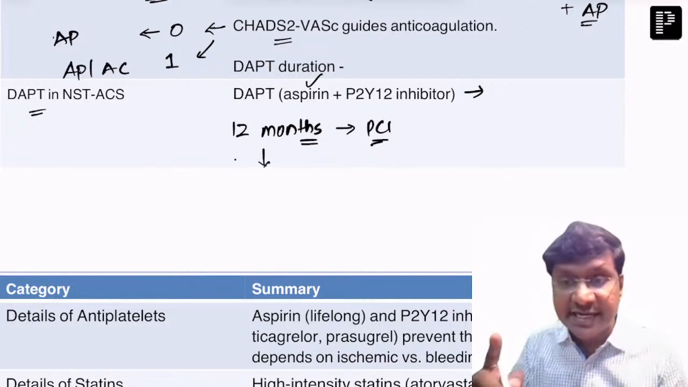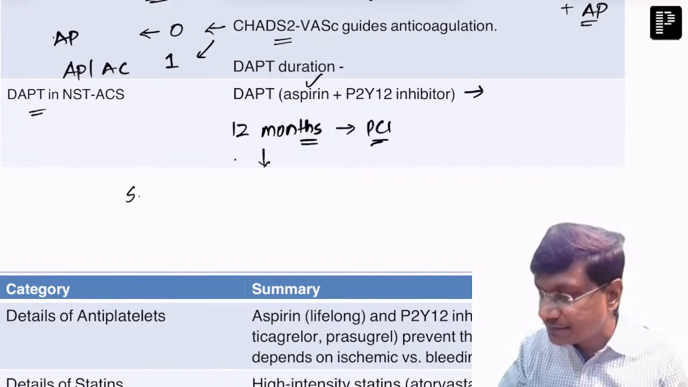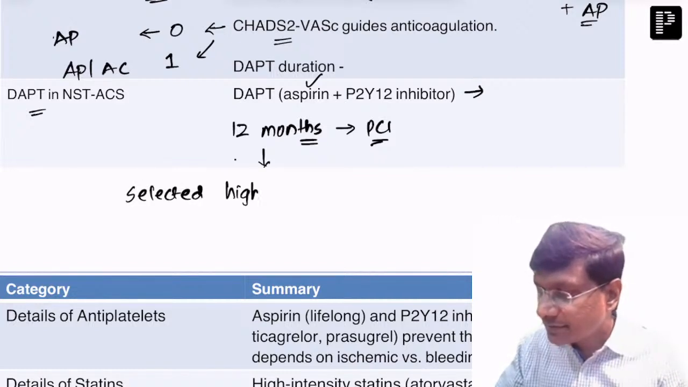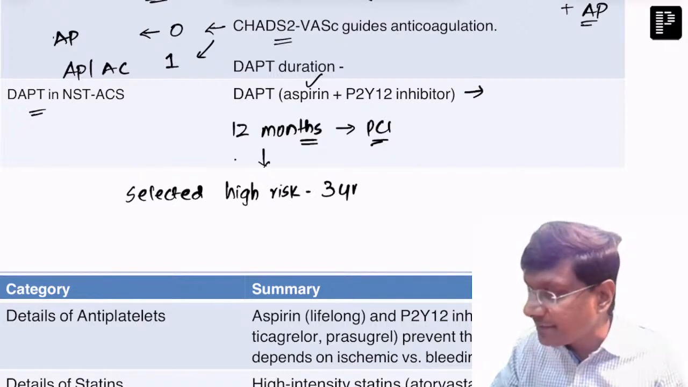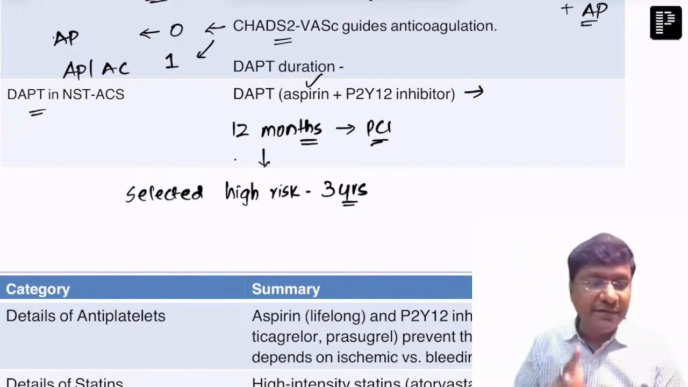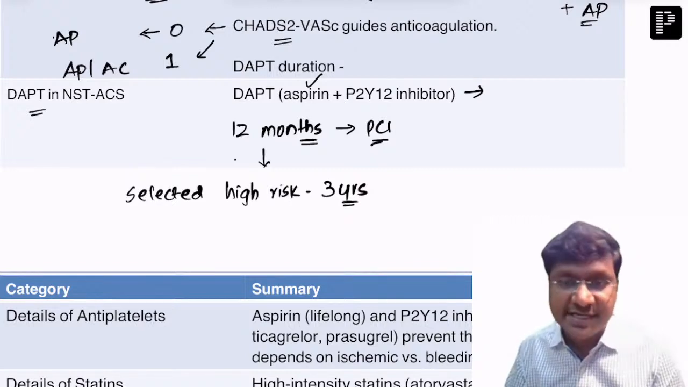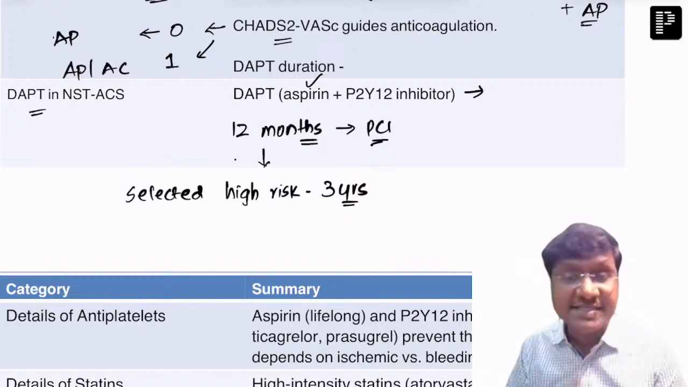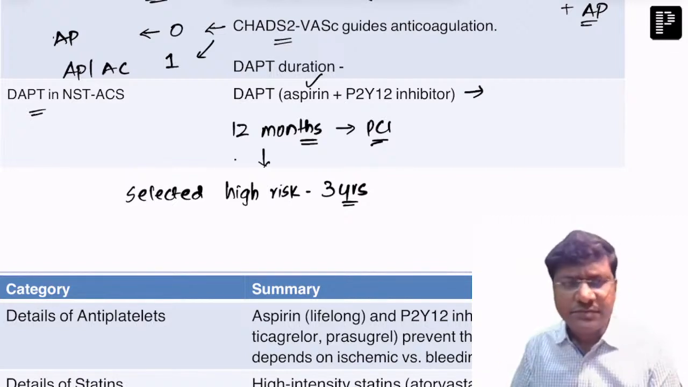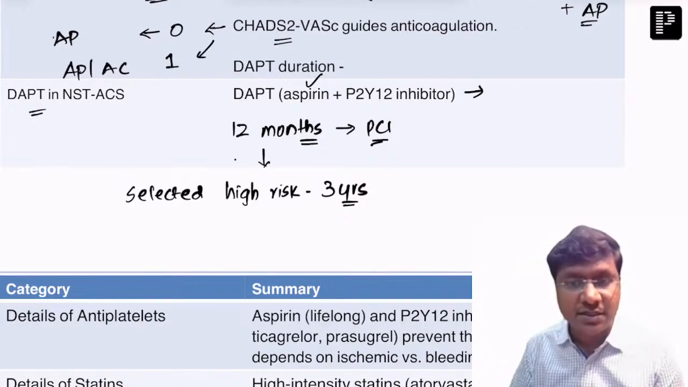Whereas in selected high-risk patients, this triple therapy, DAPT should be given even for up to 3 years as well. Okay, so this is about the DAPT in case of the NSTEMI cases, right? Now, you need to know the trials in patients with the NSTEMI.